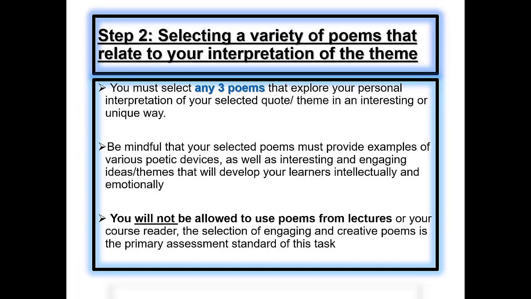Step 2 requires you to select a variety of poems that relate to your interpretation of the theme. You will be required to select 3 poems based on your personal interpretation of the theme or quote. So think of how the poems you select relate to the ideas or values as explored in the quote. And really what we're just wanting to see here is your creativity. So do you believe that this relates indirectly to the poem, or does it relate directly? We are going to be looking at your understanding and exploration thereof.